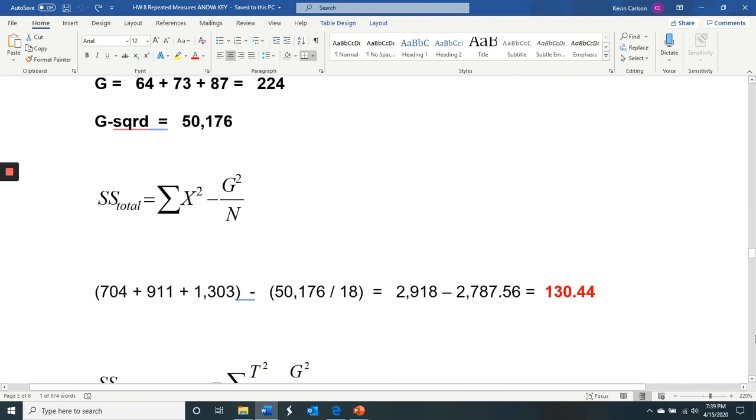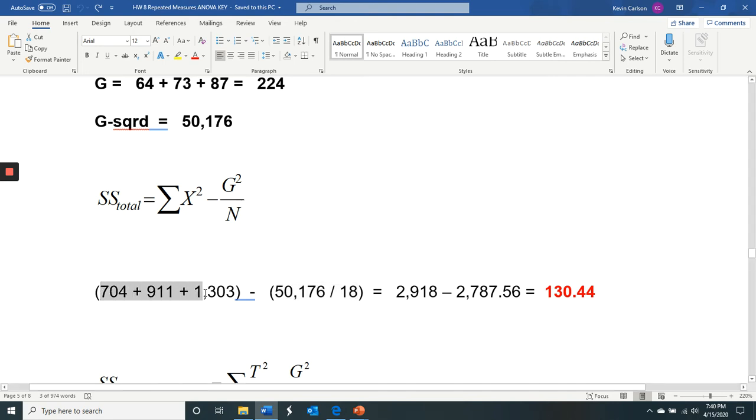So we have all that stuff. So we just put all of the x squares here, the sum of x squares for each of the three groups. And then we have to get G squared over capital N. So remember, G squared was 50,176. So G squared divided by N. Remember, we have 6 people measured 3 times, so we have 18 scores. So capital N is 18.